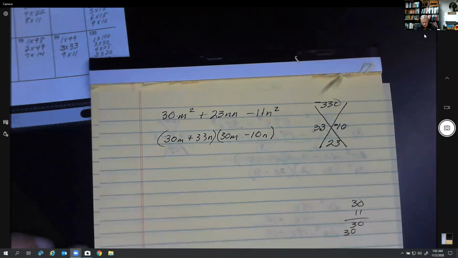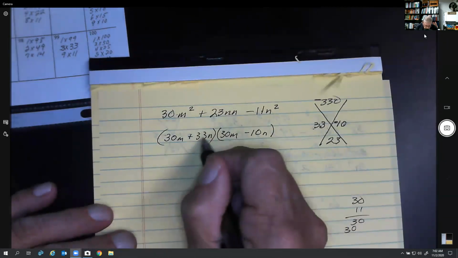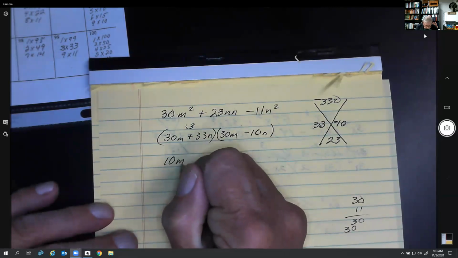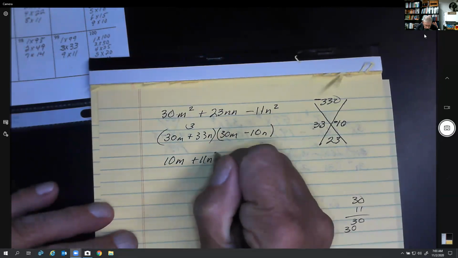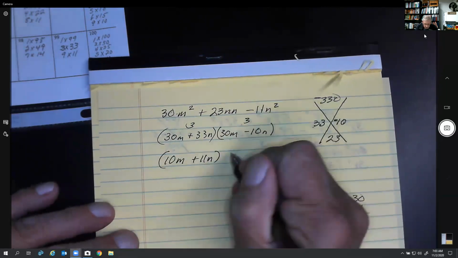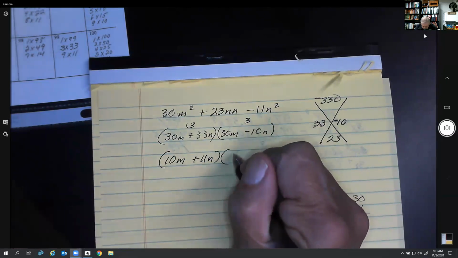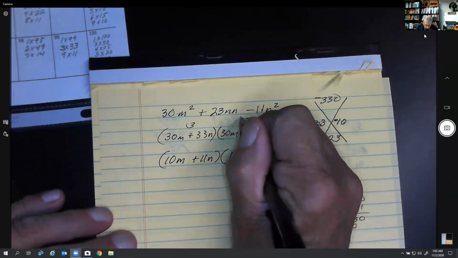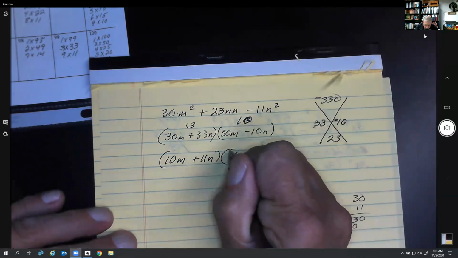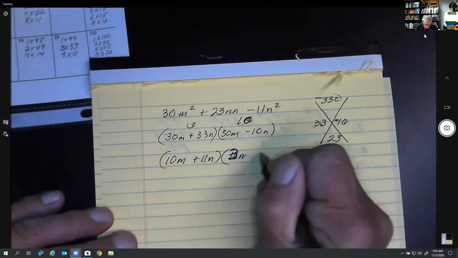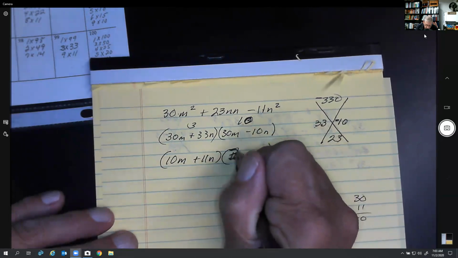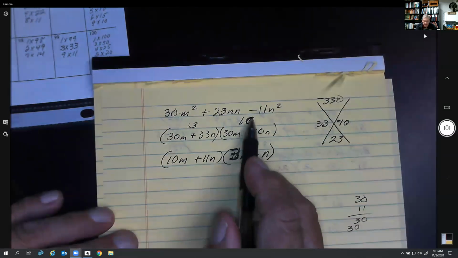So I factored it down, very large numbers, but I can reduce both of these, let's see, by 3. 10m plus 11n, and reducing these by 3, excuse me, no, I can't reduce these by 3, I can reduce them by 10 though. How about 3m minus 1n, or just n? That looks a little bit better, huh? Can divide both of these by 10.